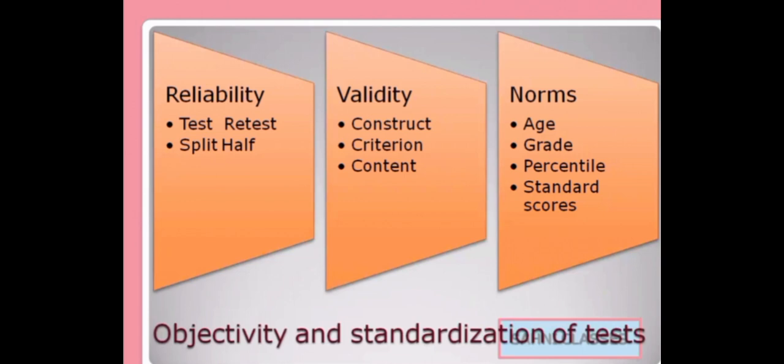Validity is the degree to which the test measures what it intends to measure. Construct validity is the appropriateness of the test. Criterion validity concerns whether the sub-areas are involved in the test. Content validity is the composition of the test. Norms are developed to study and compare the average performance among different age groups. We calculate their standard scores and get the percentiles.